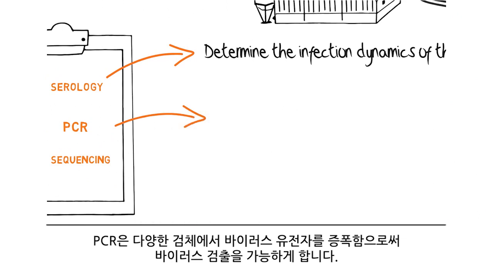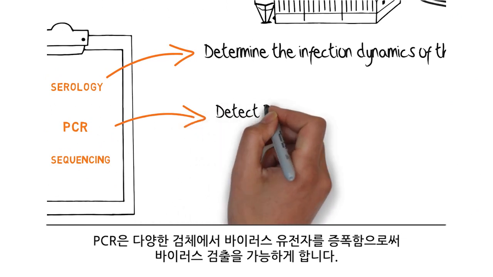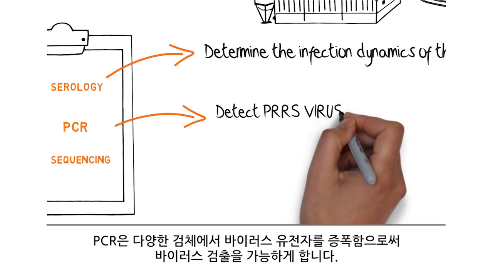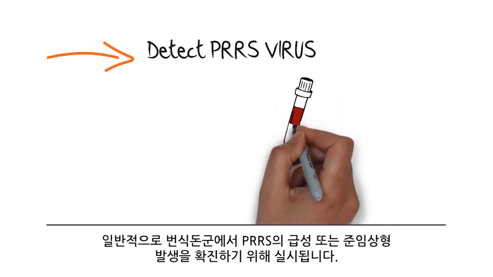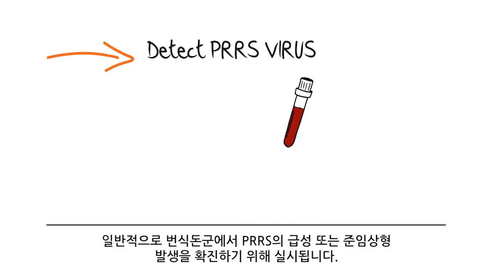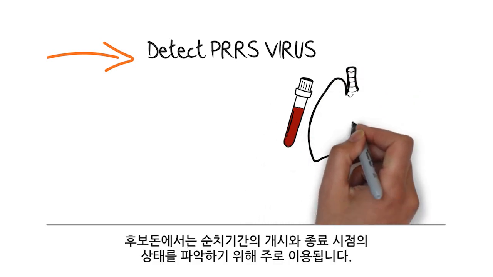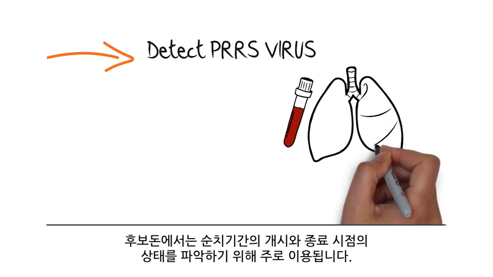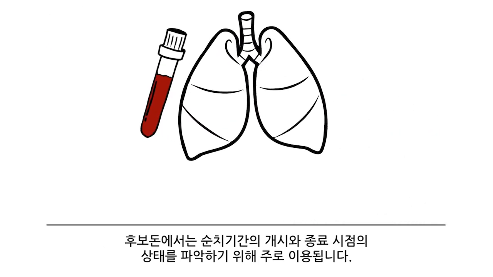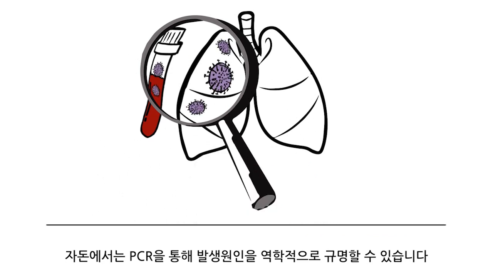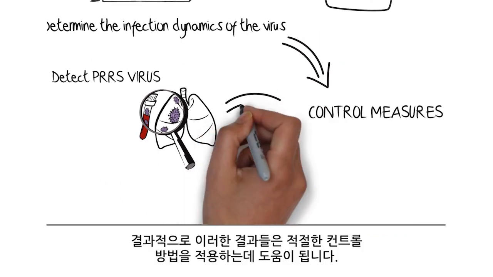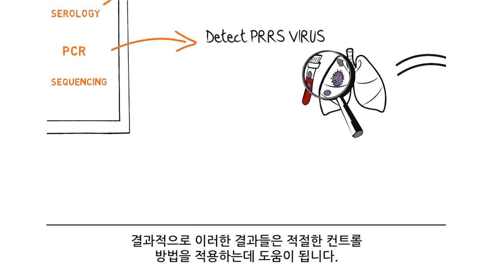PCR enables us to detect the presence of virus in different types of sample through the amplification of its genetic material. In the breeding herd, it is commonly used to confirm the diagnosis of acute or subclinical PRRS outbreaks. In gilts, it is widely used to determine their status at the beginning and at the end of their acclimatization period. In growing pigs, it helps to determine their epidemiological status. These results will help us to apply the suitable control measures.